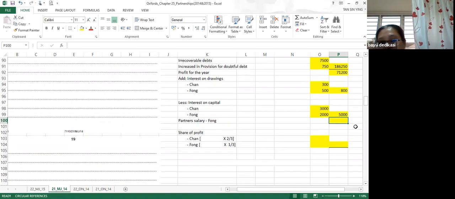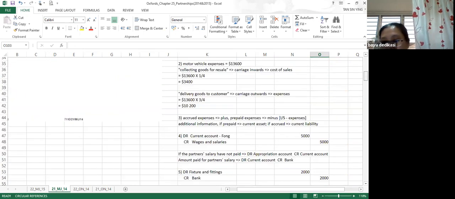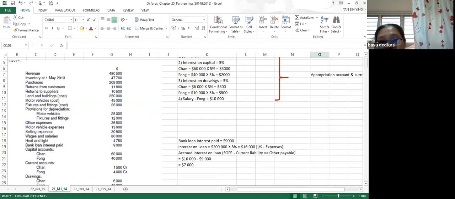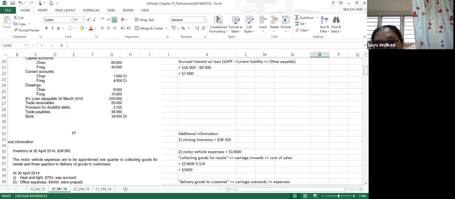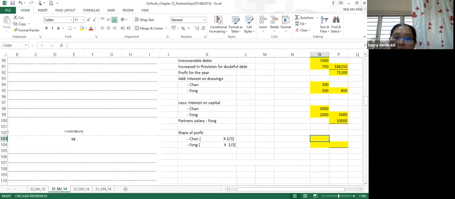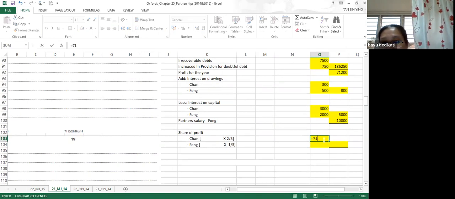How much is your partner's salary? Yes, correct. So how much is your profit balance to be shared? Show your net amount first. Show your net amount after 10,000, how much? Yes, correct.